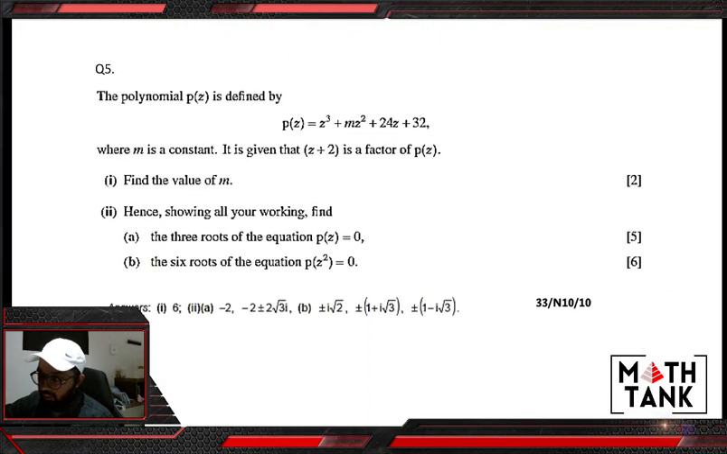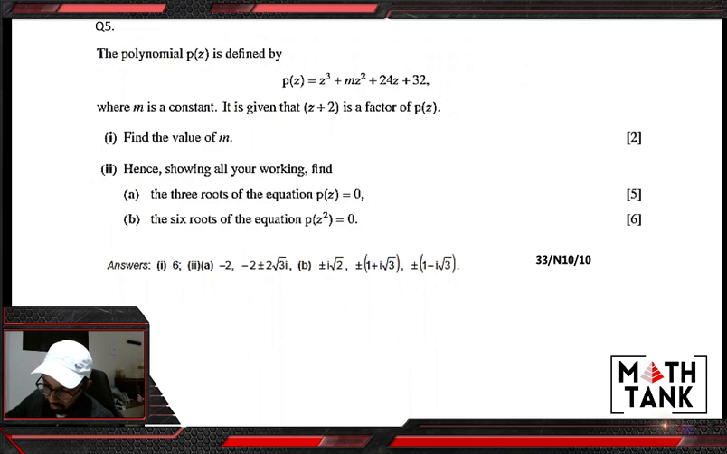Okay, let's look at another question. This is the polynomial. Now this is a slightly longer question. It has a very long last part. Let's quickly try to get through the earlier ones so that we can quickly reach the last one. It says where m is a constant, it is given that z plus 2 is a factor of p of z. Find the value of m.